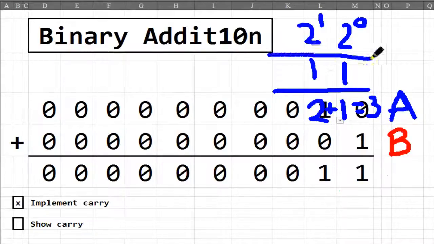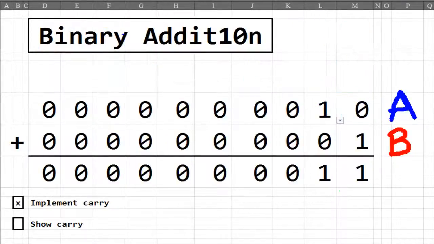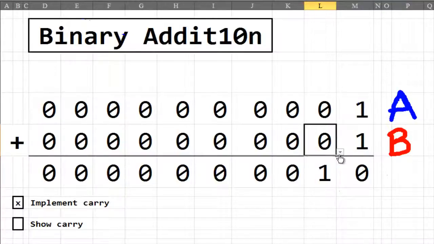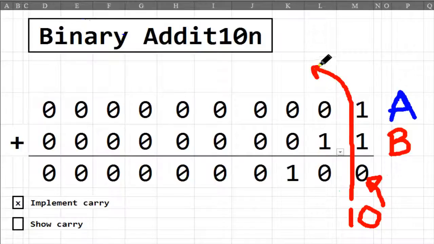So the binary representation of the number 3 is 0, 1, 1, or 1, 1. Now let's add 1 plus 3. So input A gets 1 to represent the value of 1. Input B gets 1, 1 to represent the value of 3. And we get 1, 0, 0 as an answer. Let's double check our work to see if 1 plus 3 equals 4. 1 and 1, 1 and 1 is 2. 0 goes here, and the 1 carries over.